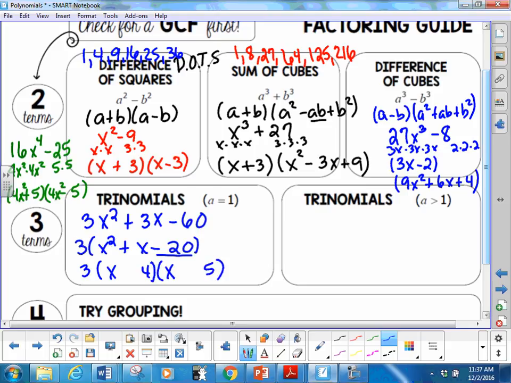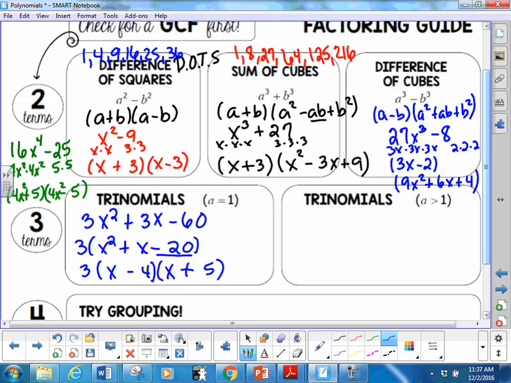If I want to end up with a positive 1, which is what they're telling me I need, which one of these needs to be positive and which one needs to be negative? Now that satisfies everything. That is what you're doing when you use the box method when the leading coefficient is 1.